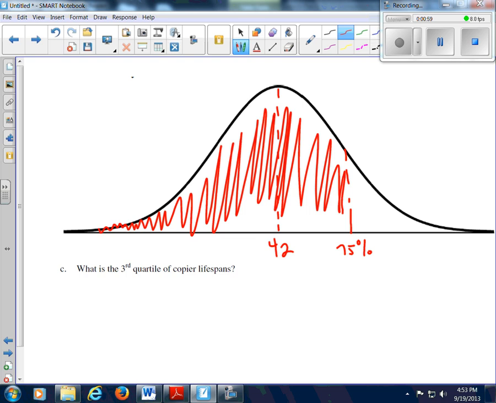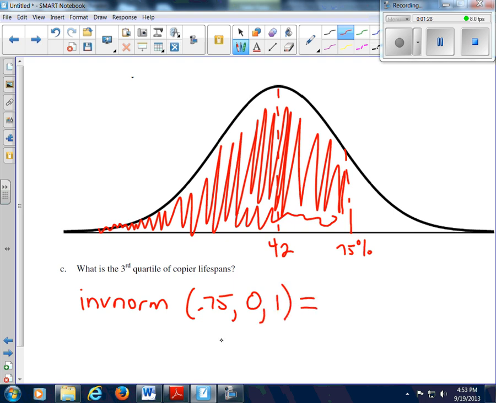And of course, when we're trying to find percentages, when we're given the area under the curve, what we need to figure out is what is that equivalent to in terms of a z-score. Okay? So you're going to use your calculator and you're going to inverse norm, and you're going to put that 75% in as a decimal with a mean of 0, a standard deviation of 1. If you do that, you're going to get 0.6745.